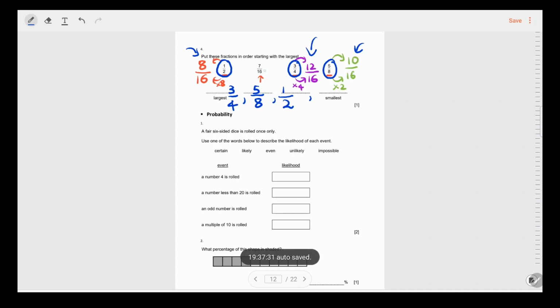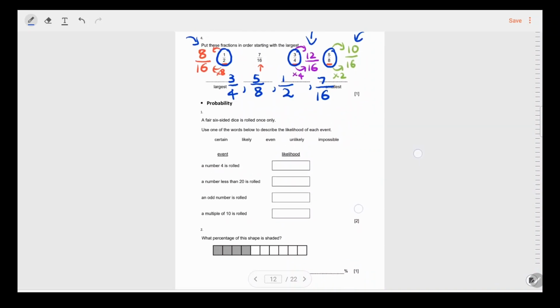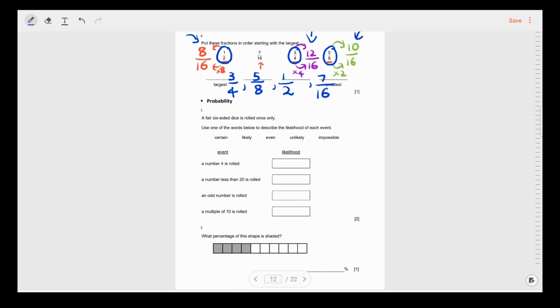And then finally we have the smallest fraction, which is 7 over 16. In this case, this is what was given to us originally. So we write 7 over 16. So this is our answer: 3/4, 5/8, half, and 7 over 16.